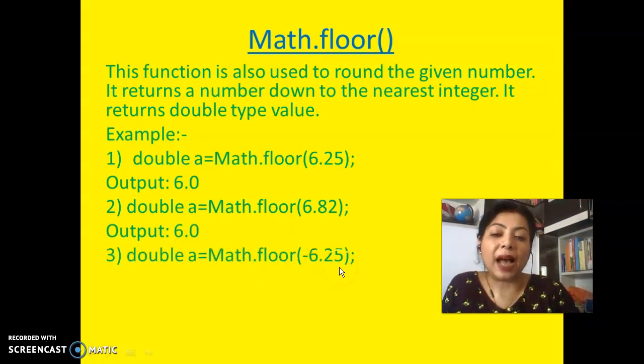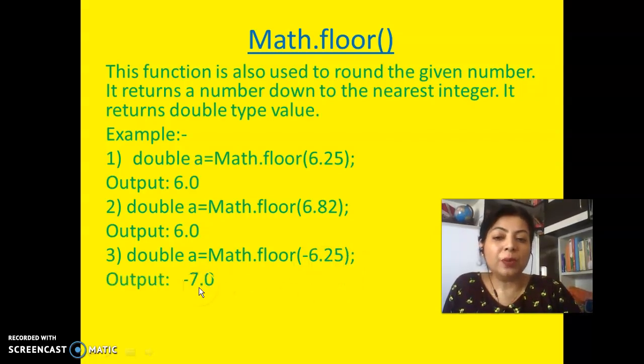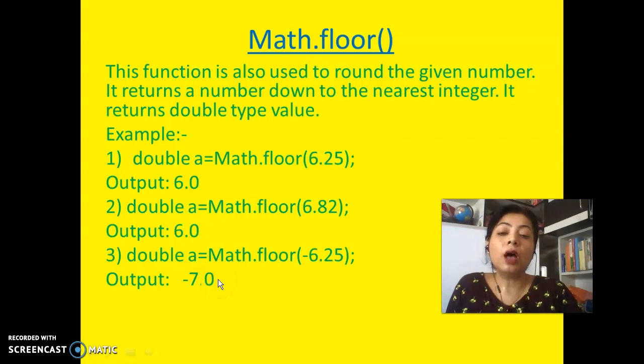Now comes one minus example. Minus 6.25 becomes minus 7, because our aim is to make it down. Making it down means minus 6 point something, and minus 7 is less than minus 6.25. So minus 7 is down from minus 6.25. That's why it becomes minus 7. When you get any minus number with a fractional value, you make it more down, that means minus 7.